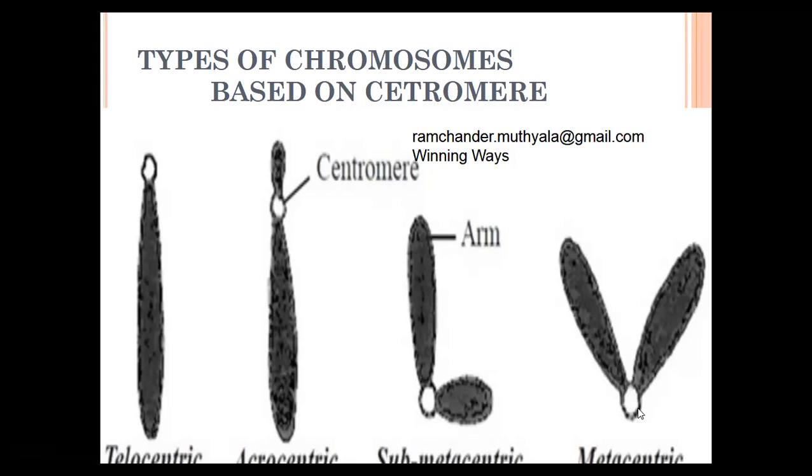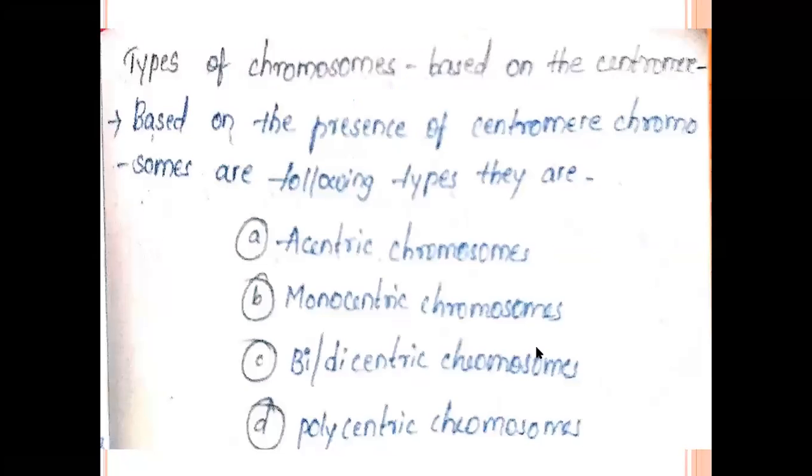And metacentric chromosome contains one centromere and two equal arms. They look like a capital V in structure. These structures, small I, capital L, capital V, are clearly visible in the metaphase of cell division. And the next one, types of chromosomes based on the centromere.